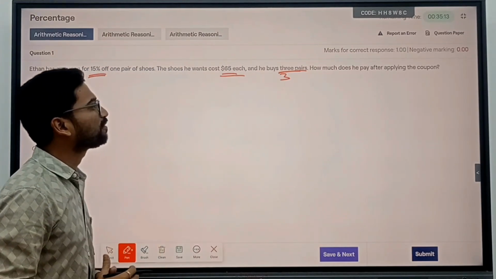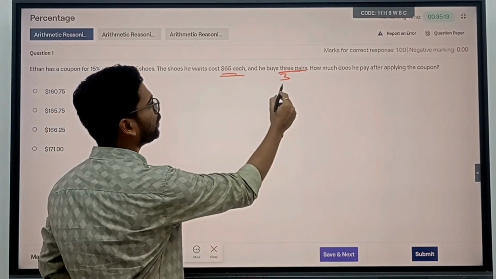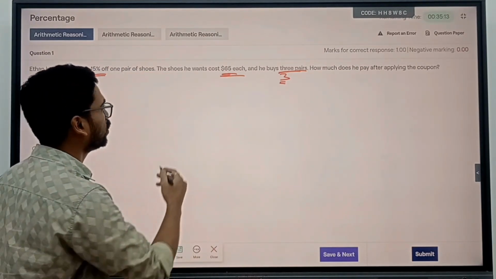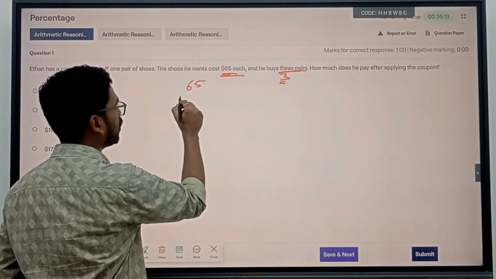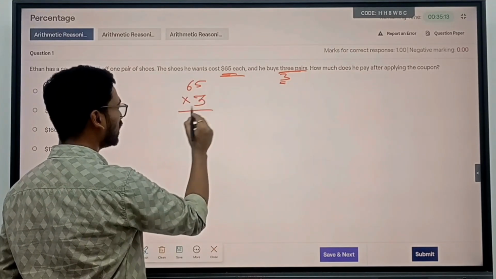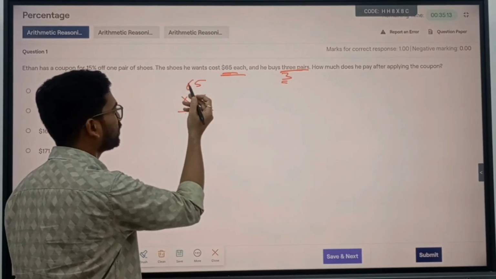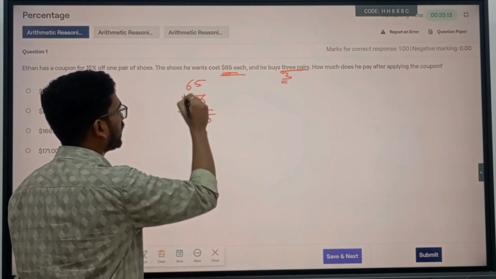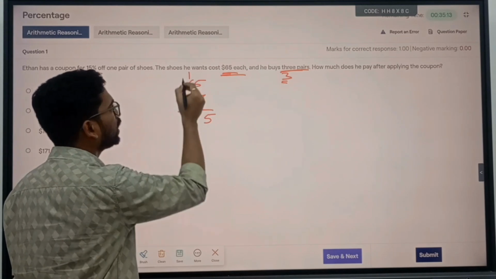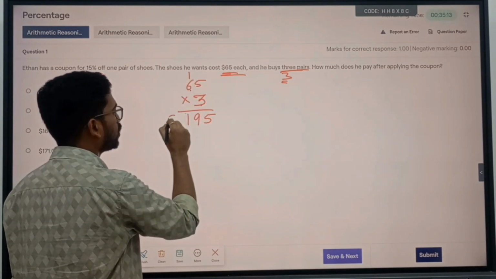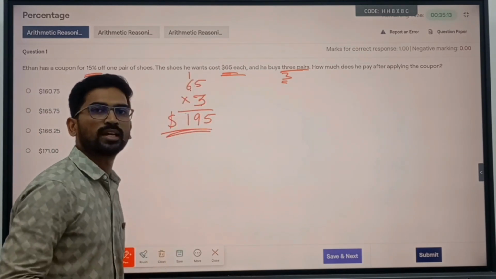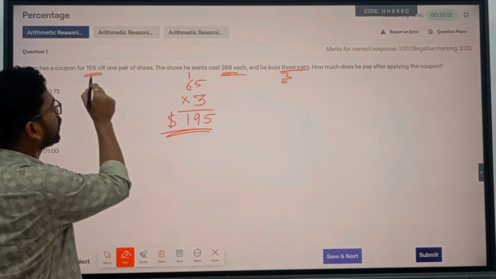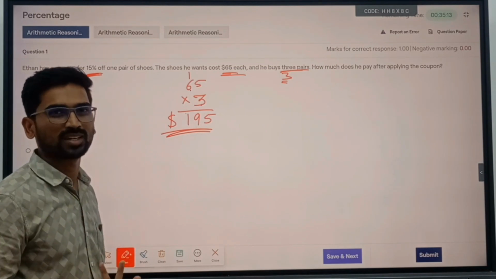First, we will find out the cost of 3 pairs of shoes when each pair costs $65. Simply multiply $65 by the number of pairs. So 65 times 3. 3 5s are 15, 5 carry 1, 3 6s are 18, plus 1 is 19. So the total cost of 3 pairs of shoes is $195. Now on $195, he is going to get 15% off because he has a coupon.